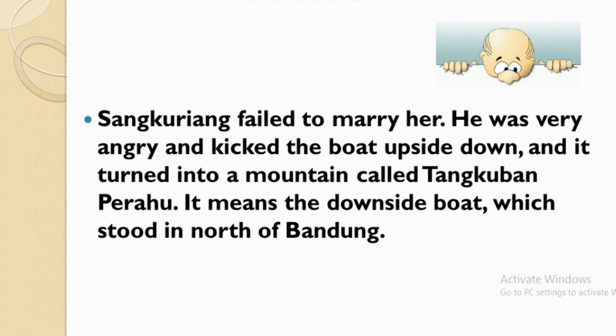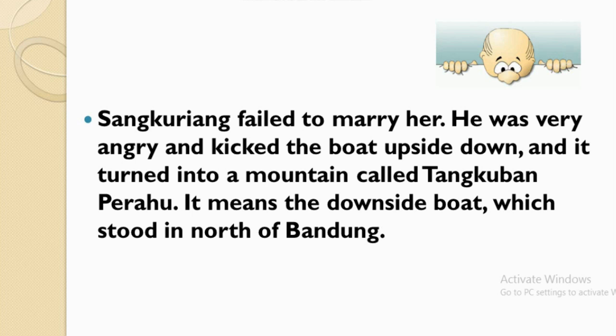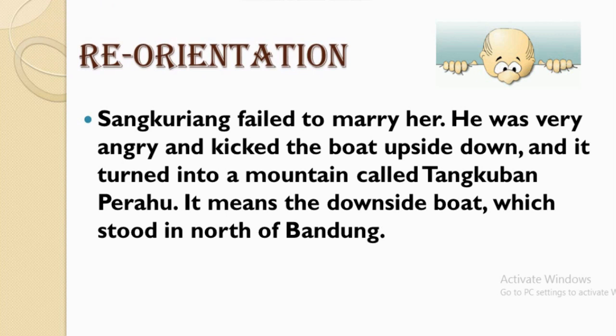Okay, smart students? The last passage, Sangkuriang failed to marry her. He was very angry and kicked the boat upside down, and it turned into a mountain called Tangkuban Perahu. It means the upside down boat, which stood in north of Bandung. In the last passage, that is reorientation, because we find the conclusion of the end of the story. Is this a happy or bad ending? Yeah, this is a bad ending.